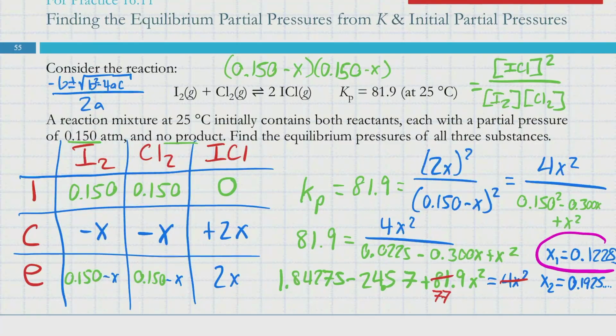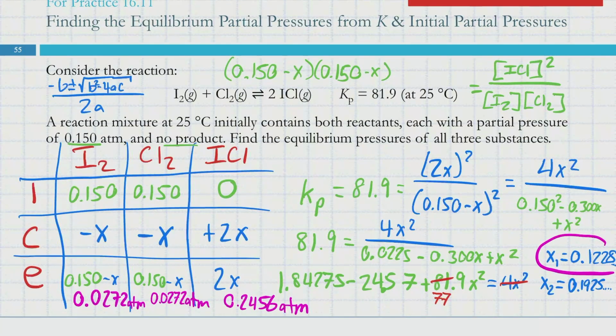So for our equilibrium concentrations of iodine and chlorine, they are 0.0272 atmospheres, and for the product, something like that. Questions?